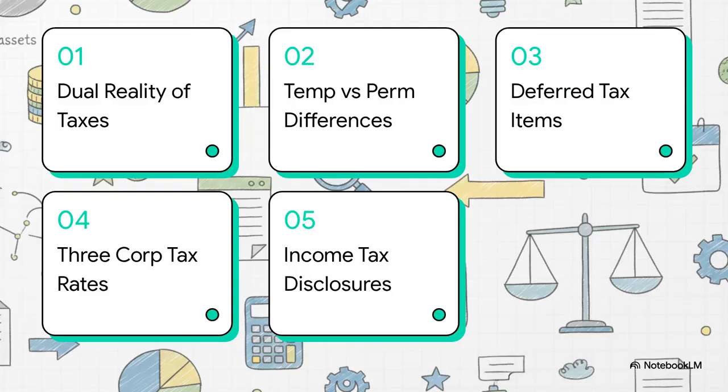To get us through this famously complex topic, here's our roadmap. We'll cover 1. The dual reality of taxes, 2. Temporary versus permanent differences, 3. Deferred tax assets and liabilities, 4. The 3 corporate tax rates, and finally, using income tax disclosures.